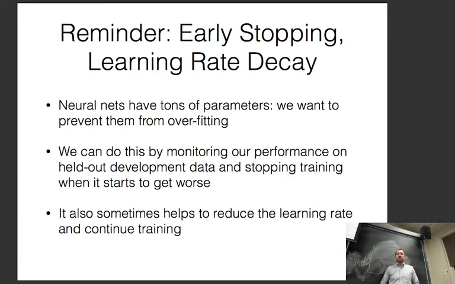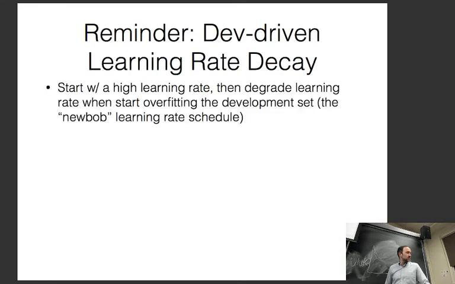It also very often helps to reduce the learning rate and continue training. If you have a lower learning rate, it becomes harder to overfit particular examples. So this is pretty effective. This is development driven learning rate decay: you start with a high learning rate, then decay it when you start overfitting the development set. It's similar to early stopping, but instead you're lowering the learning rate. This is apparently called the newbob learning rate schedule. I don't know who Bob is, but I think it was probably someone in speech recognition, because I see the speech recognition people saying this.